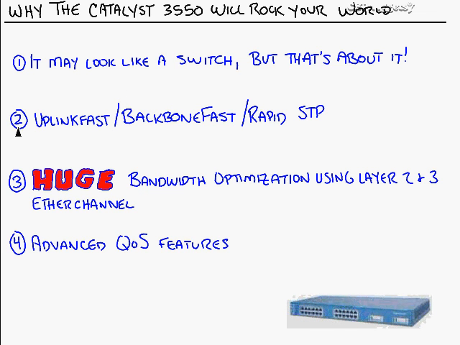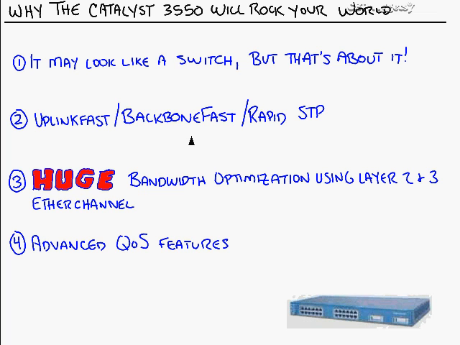Second reason here, UplinkFast, BackboneFast, and Rapid Spanning Tree Protocol all set up and ready to go out of the box. We're used to pulling a switch out of the box, plugging a cable in for a computer or an Ethernet connection, and waiting 30 to 50 seconds for spanning tree to finally say, okay, it won't cause a loop in my network. No more. Try between 1 and 2 seconds before that goes active with Rapid Spanning Tree Protocol.